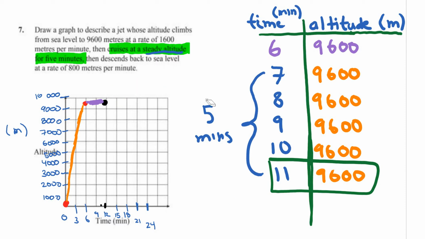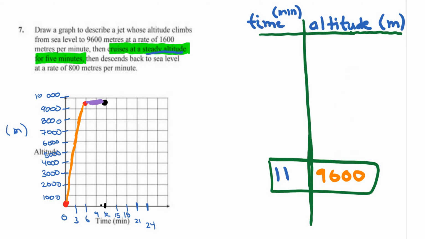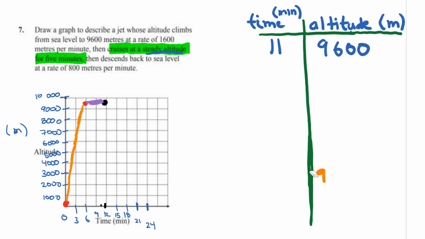Okay, so what I'll do next is erase this part now, and I will put the 11 minutes and 9,600 meters at the very top now to continue the rest of my problem here. I believe we are now on the third phase of this problem. And now the question says, then we go back down. Descends means our height is now decreasing back to sea level at a rate of 800 meters per minute. So now we're going back down to a height of 0 at 800 meters per minute.